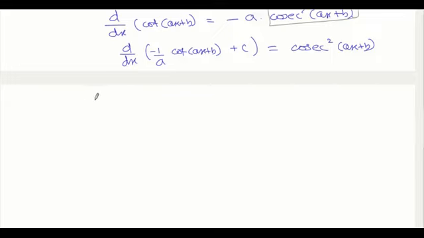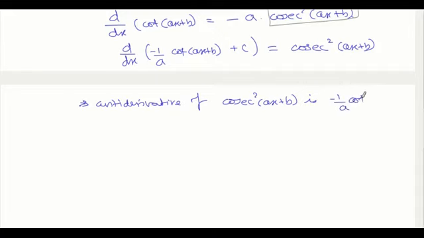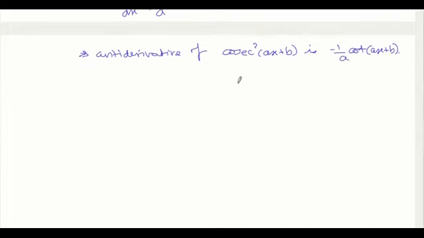Okay, now I can conclude the antiderivative of cosecant square ax plus b is minus 1 by a cot ax plus b. Like this we can derive many formulas, because for the antiderivative or integral of cosecant square ax plus b, I am getting minus 1 by a cot ax plus b. See children, some more also we will be doing.